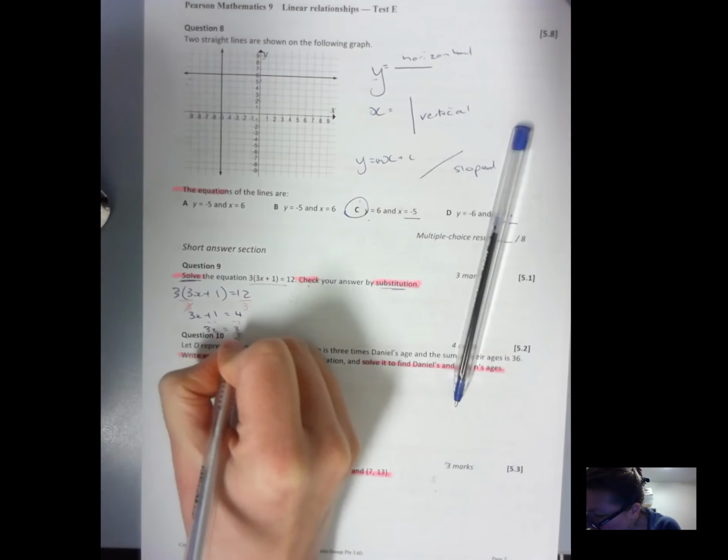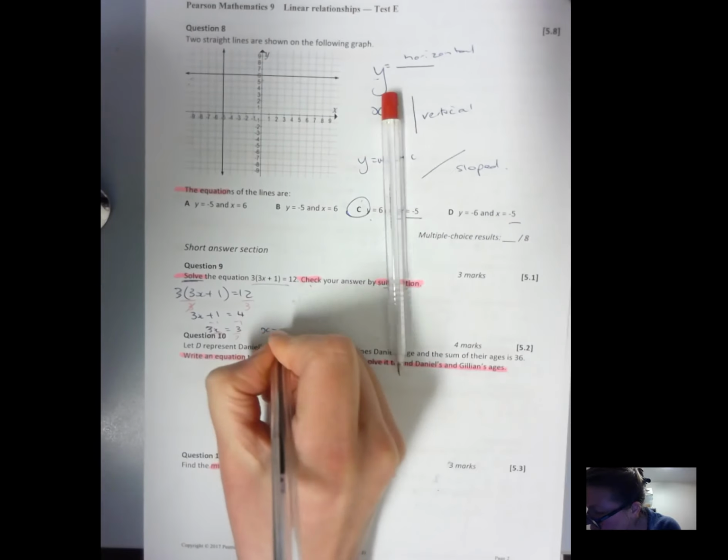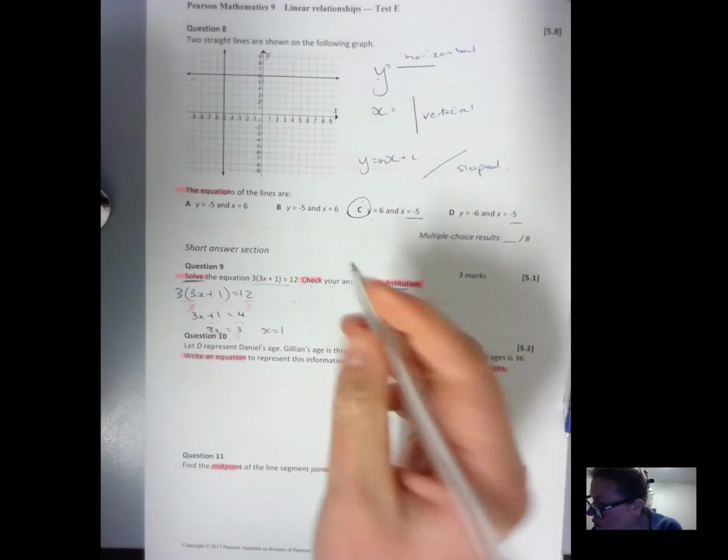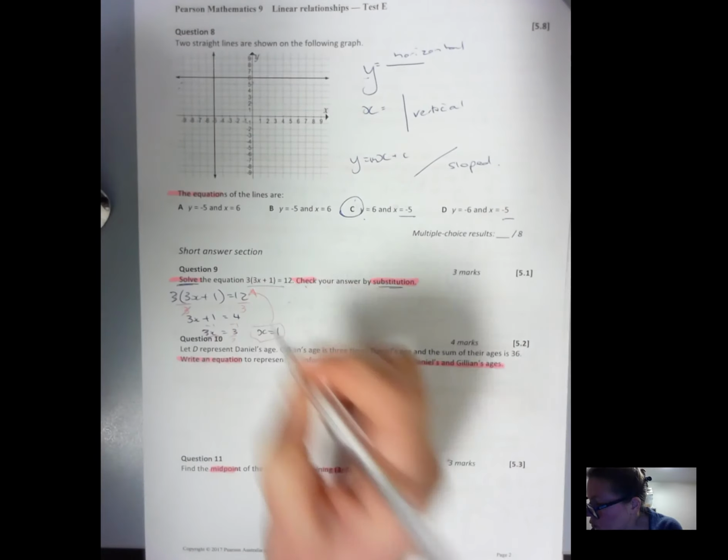Divide by 3. And therefore x equals 1. Then you're going to take that value and put it back into the equation to see if it's correct, and we'll do that in just a minute.